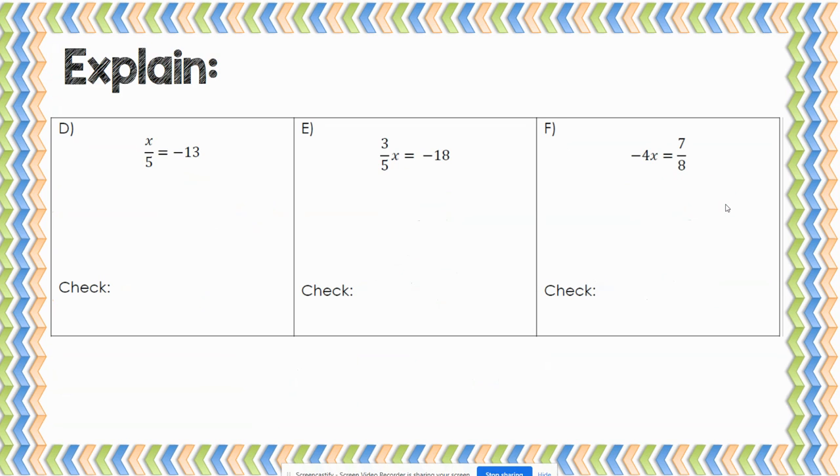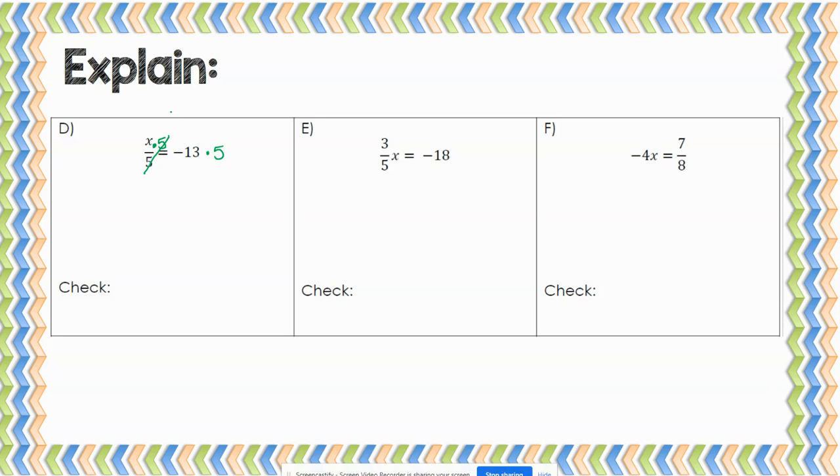Now let's look at D. D says x over 5 equals negative 13. I see that my x is on the left side of the equation and it has a 5 with it. Well, since this is in a fraction form, I know that a fraction bar always tells me to divide. So this really says x divided by 5. Well, to get rid of my 5, I would need to use the inverse of dividing by 5. Well, the inverse or the opposite of dividing by 5 is multiplying by 5. So I'm going to do that on both sides of this equation.